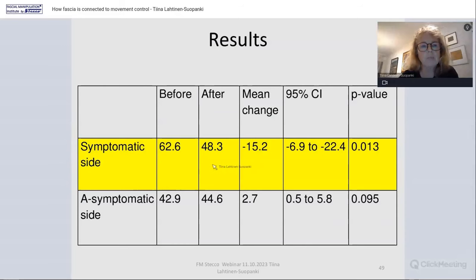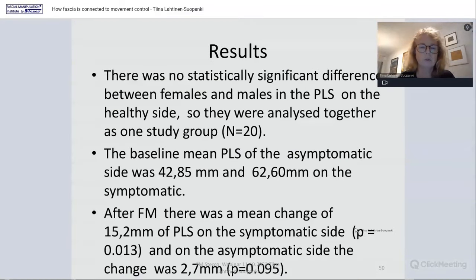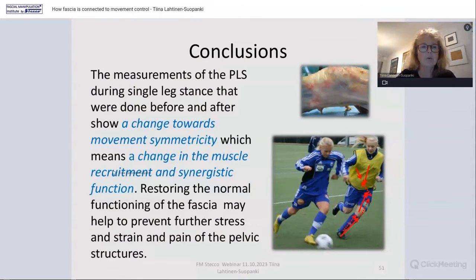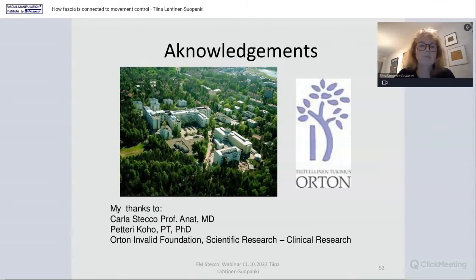We could show that just by treating the fascial system, we could make the movement control more normal. And that has an effect also on the loading of the structures. So there was a clear change, and I would wish to do this on a bigger sample and also test the reaction times and so on. So maybe I will have some students to do that. The conclusion here was that the change towards movement symmetricity can be gained by taking care of the main structure that is hosting the receptors in our body.